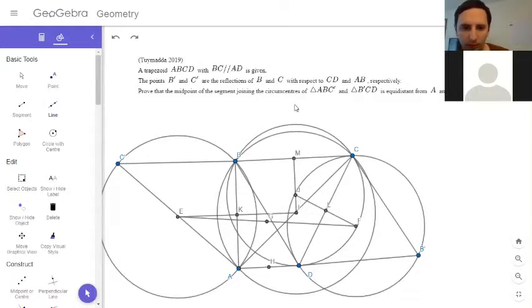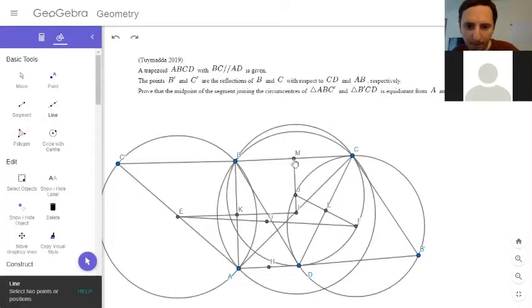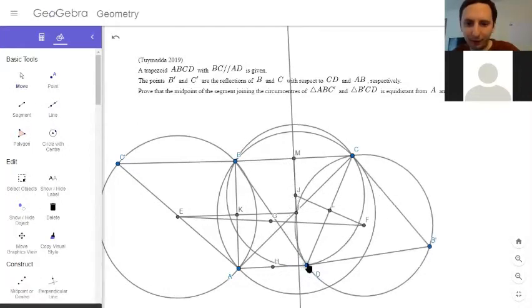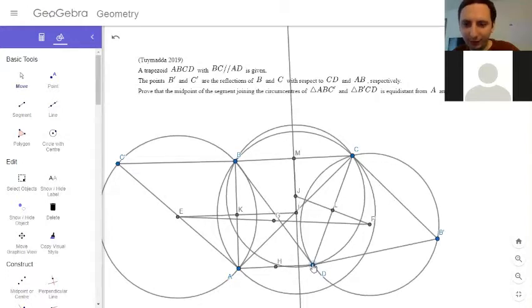So I wonder, what if we reflect J, well, MI doesn't actually pass through D. That's just, yeah, a trick. Okay.